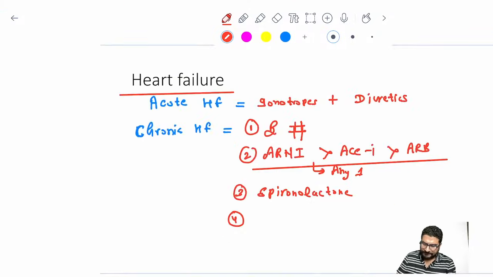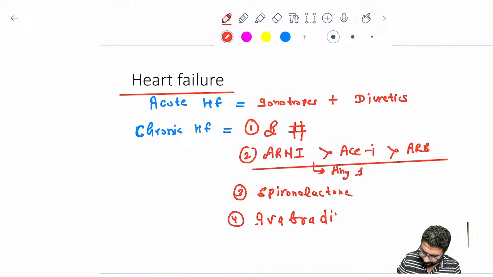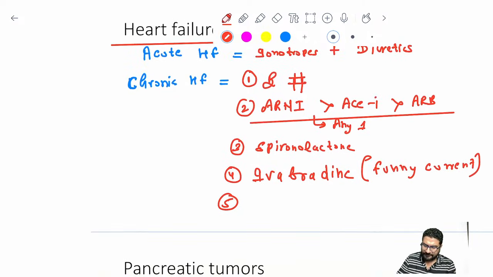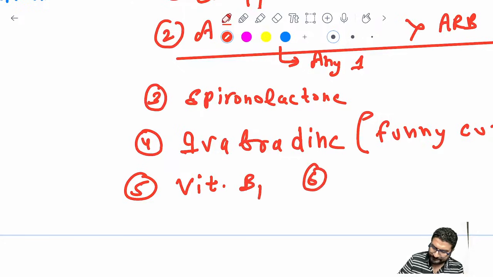और बताओ क्या देते हैं? What else? We can use suppose ivabradine. Ivabradine, it is like funny current channel inhibitor. It act on funny current. What else? और क्या देते हैं? In chronic heart failure, what else we can use? We can use vitamin. Which vitamin? B1, thiamine. Then we can choose omega-3 fatty acid.